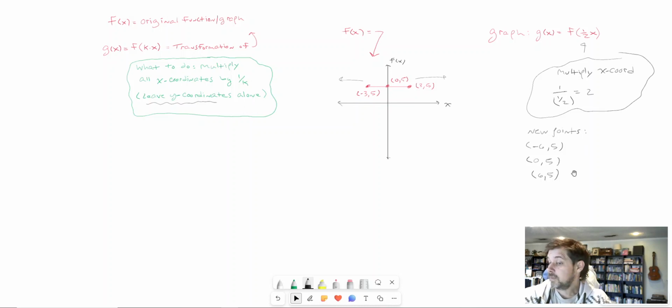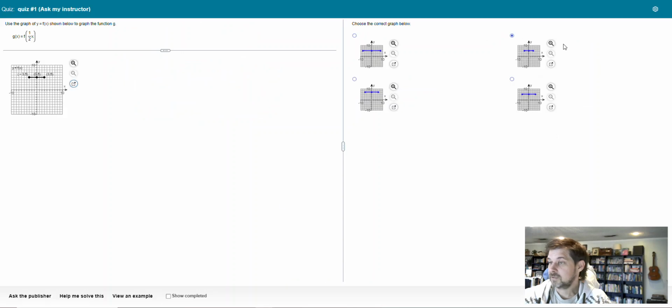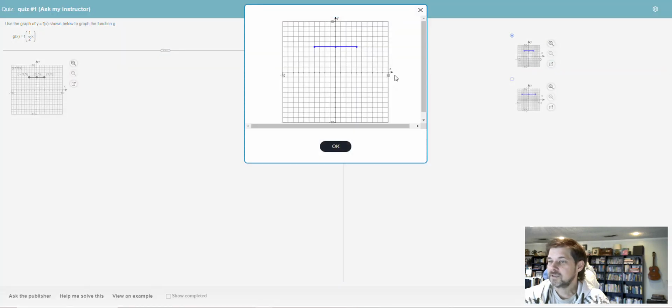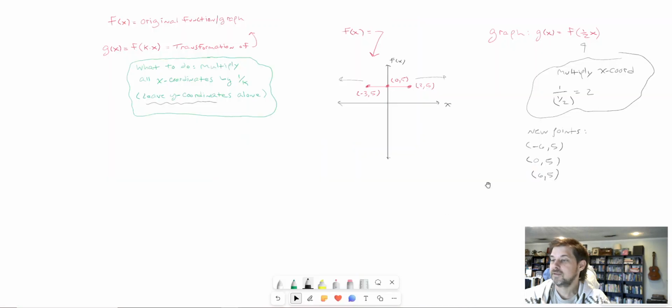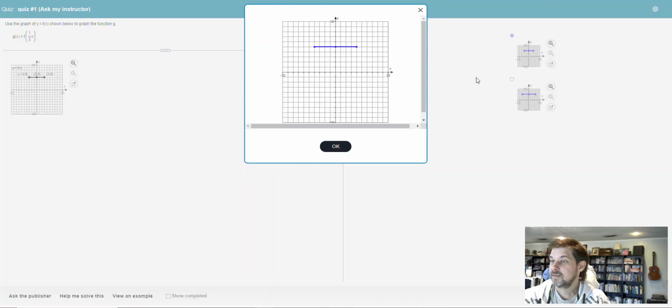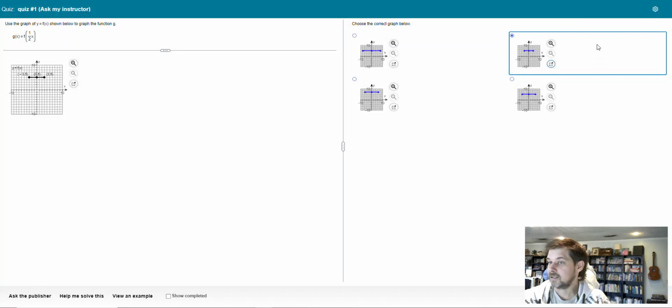So there are my points. Let me go to select which one of these graphs has those points. The person who sent this to me selected this one. I'll zoom in a little bit. What's the scale? You see how that's 10, like 1, 2, 3, 4, 5, 6, 7, 8, 9, 10. They're all counting by 1, so 1, 2, 3, 4. That point's at 4, and then this point's at negative 4. That's not what we want, though. Our new points are at negative 6, 0, and 6, with the y coordinates being 5.